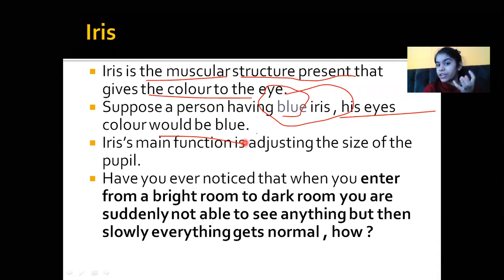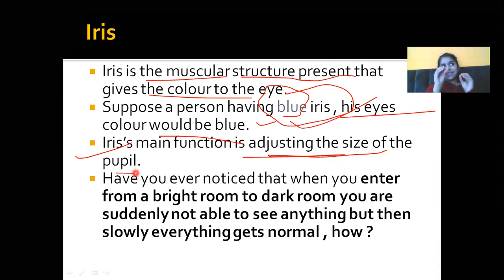Okay. A person having a blue iris, his eyes would also be blue. So basically, iris gives the color to the eye. And its main function is adjusting the size of the pupil. आपका जो pupil का size adjust होता है, कितनी light अंदर enter होनी चाहिए, कितनी नहीं होनी चाहिए, that adjustment is all done by iris.